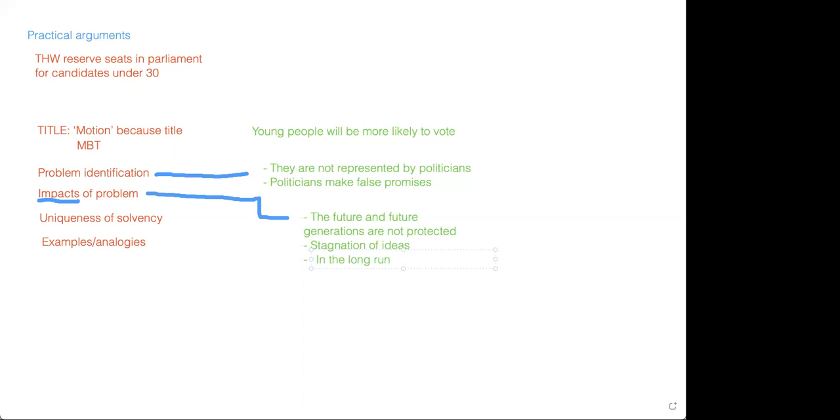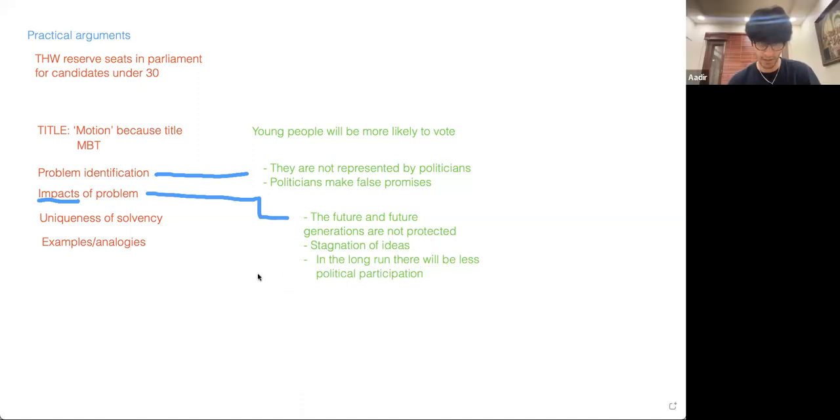And even then their vote, which they're not casting now because at present itself they feel they're not represented, even when they reach their 40s or 50s, they would still feel underrepresented. And then there wouldn't be voting. I think that's fair. So now we have a good set of impacts.